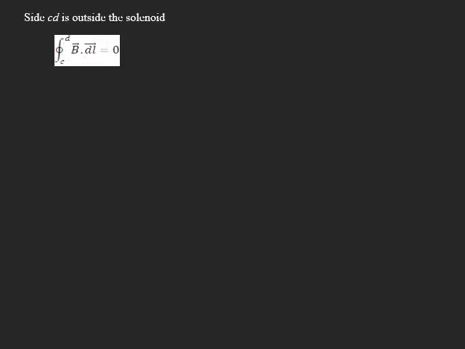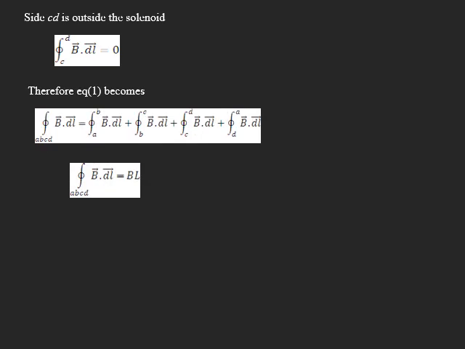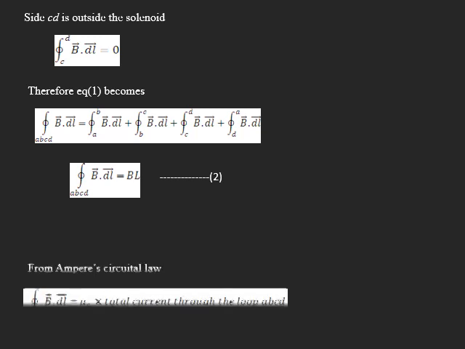Side CD is outside the solenoid, so there is no magnetic field outside the solenoid. Therefore, we consider that term to be equal to 0. Therefore, our equation 1, that is the magnetic field for the complete loop ABCD, will only have B into L as its right hand side. We will consider that as equation 2.